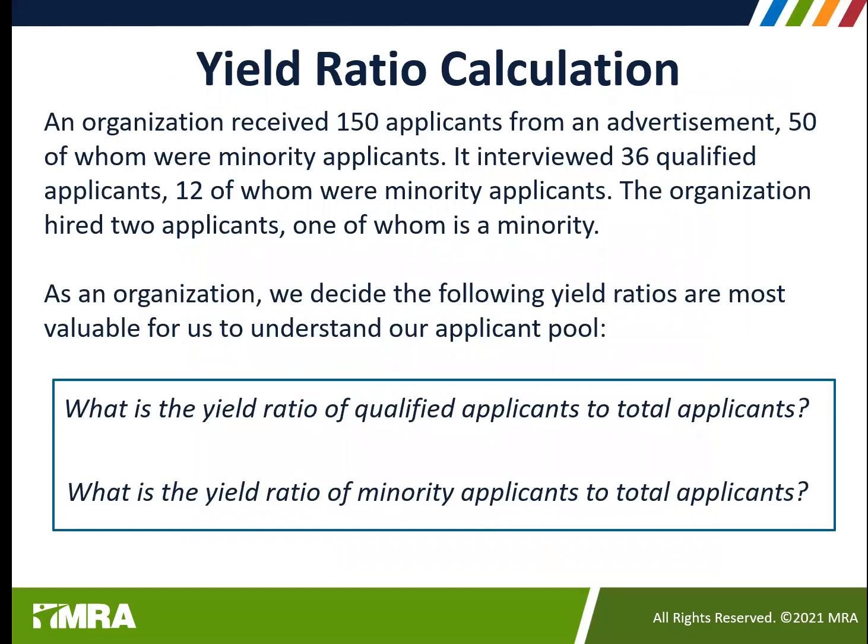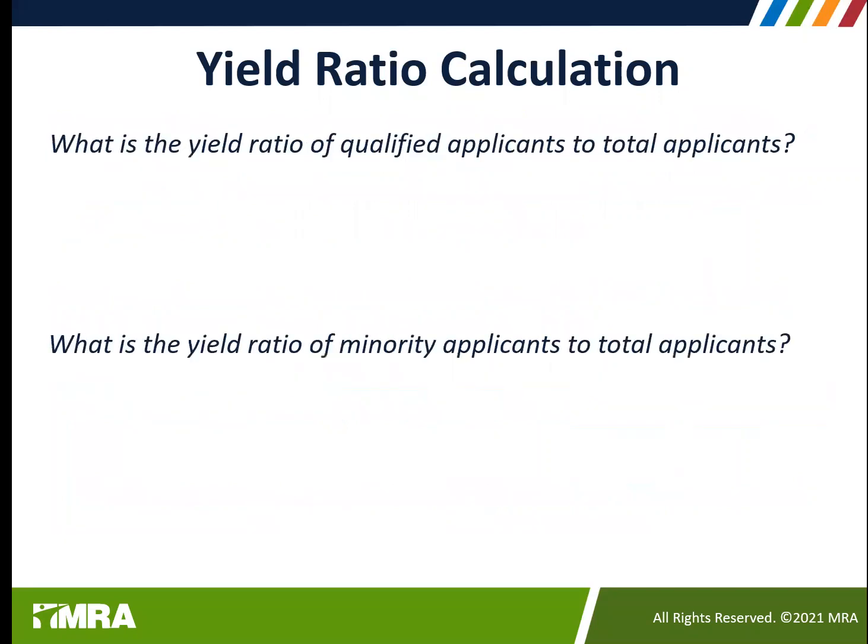In this sample, an organization received 150 applications from an advertisement, 50 of whom were minority applicants. It interviewed 36 qualified applicants, 12 of whom were minority applicants. The organization hired 2 applicants, one of whom is a minority. As an organization, we decided the following yield ratios are most important and valuable for us to determine and understand our applicant pool. What is the yield ratio of qualified applicants to total applicants? And what is the yield ratio of minority applicants to total applicants?